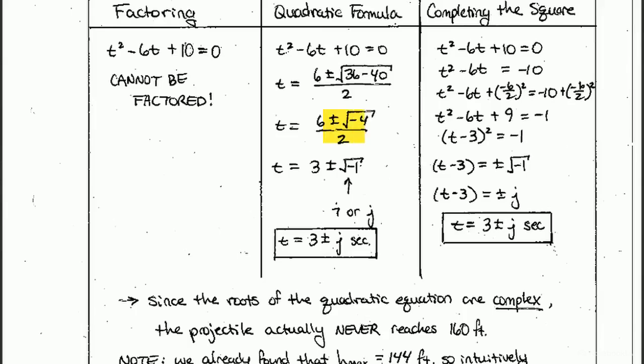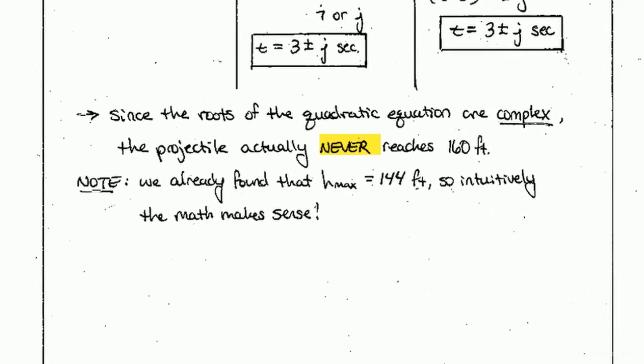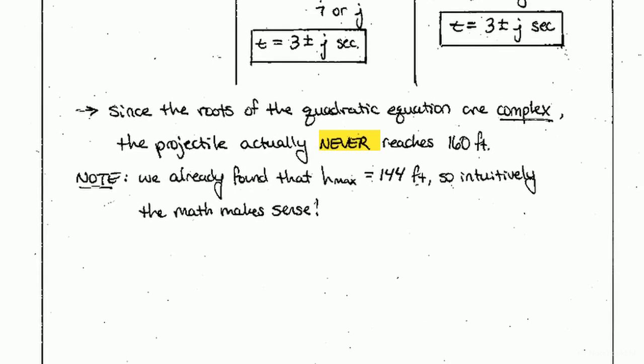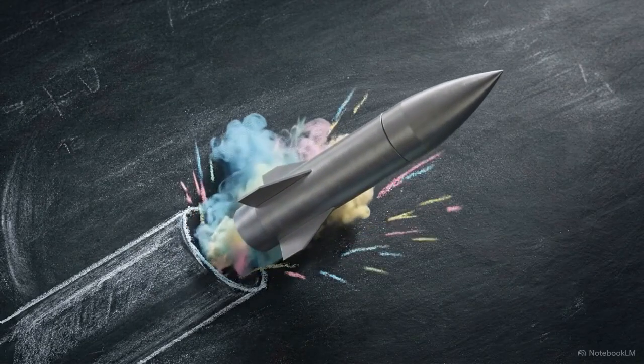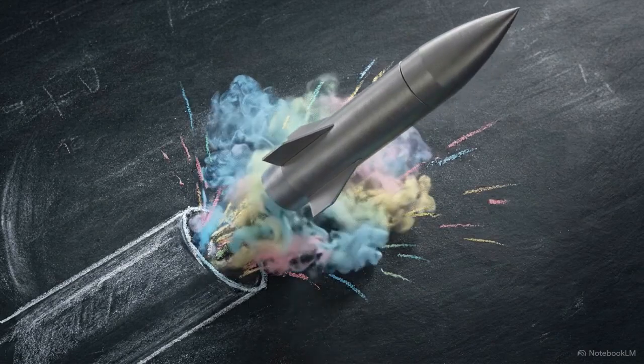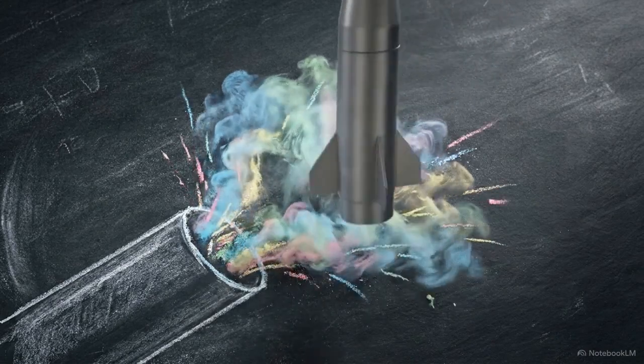The calculation results in a negative value under the square root. Because the roots are complex, the projectile can never physically reach 160 feet. As this handwritten graph clearly shows, the actual physical ceiling for this launch is 144 feet, reached at exactly 3 seconds. By identifying that the discriminant was negative, we proved that the experiment was doomed by the laws of gravity before ever leaving the ground.